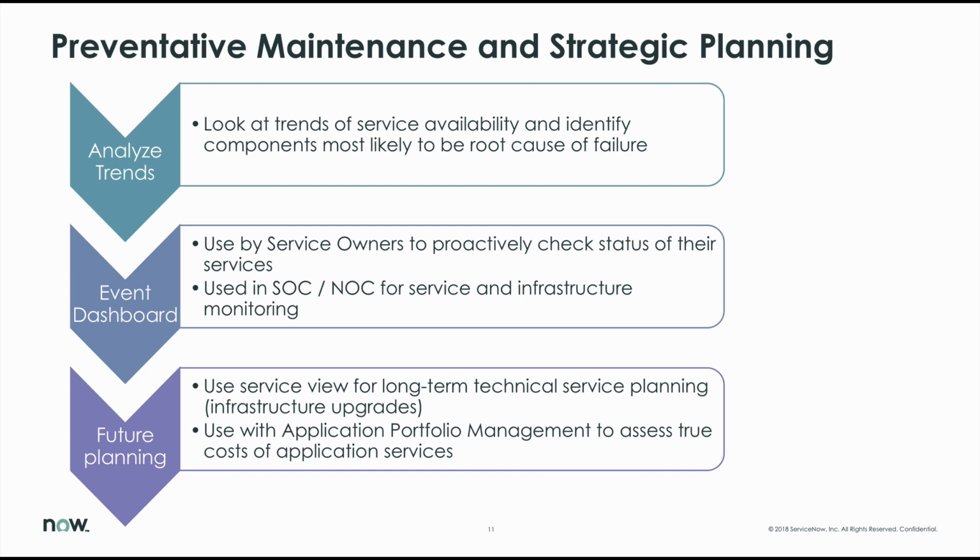The third one that we're going to talk about is preventative maintenance and making sure you're strategically planning your next steps. So one of the first things we want to take a look at is service availability. Obviously, if that service is down, it doesn't really do you much good. So we want to be able to track those types of things. We want to also leave it open for the event dashboard. Again, this is event management, but it's worth showing here.